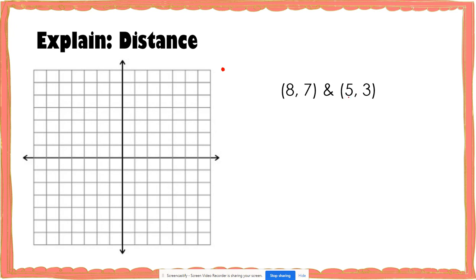And then we need to find 5, 3. Well, that's right 5 units, 1, 2, 3, 4, 5. And then up 3 units, 1, 2, 3. So that puts us right here.